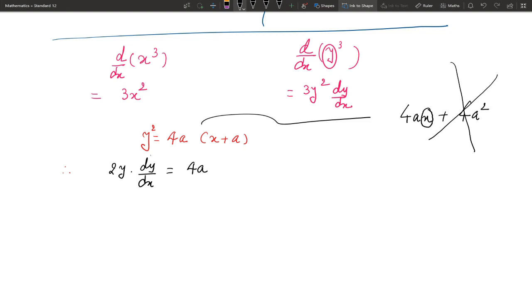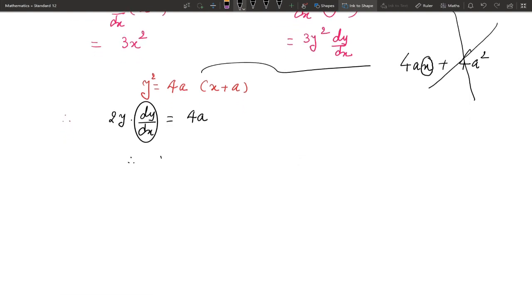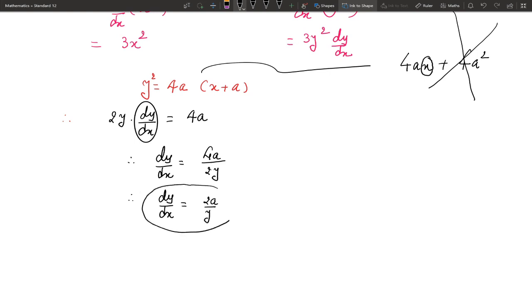Now get the value for dy by dx. We have to obtain dy by dx. So dy by dx equal to 4a upon 2y. So therefore dy by dx equal to 2a by y. Important thing is, in this example you have to consider y as an implicit function of x. So we take one more example.